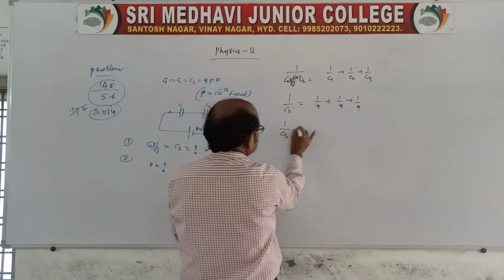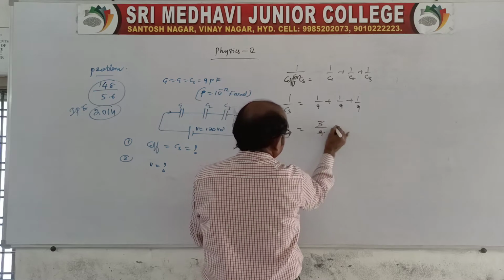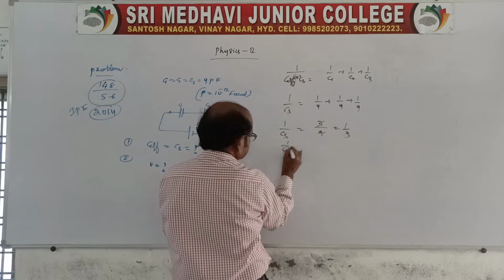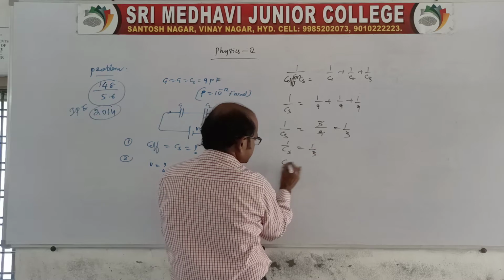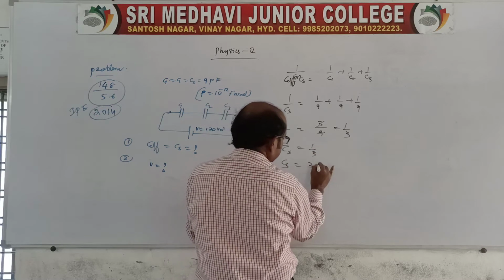So effective will be 1 by 9 plus 1 by 9 plus 1 by 9. So you take 3 by 9, so it will be 1 by 3. So 1 by CS is equal to 1 by 3, CS is equal to 3 pF.